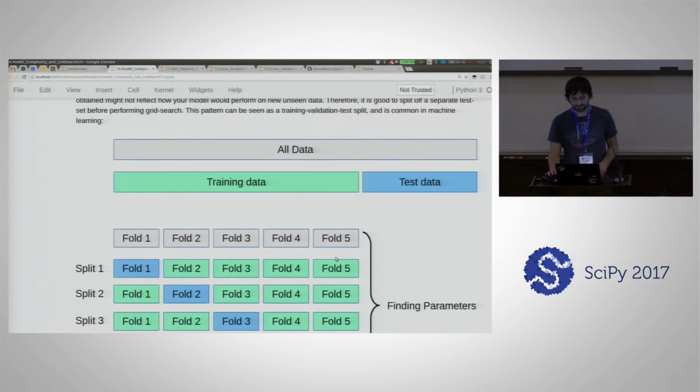Sure. Okay, so I have a flow chart for doing this too, but it's not in the slides, unfortunately.